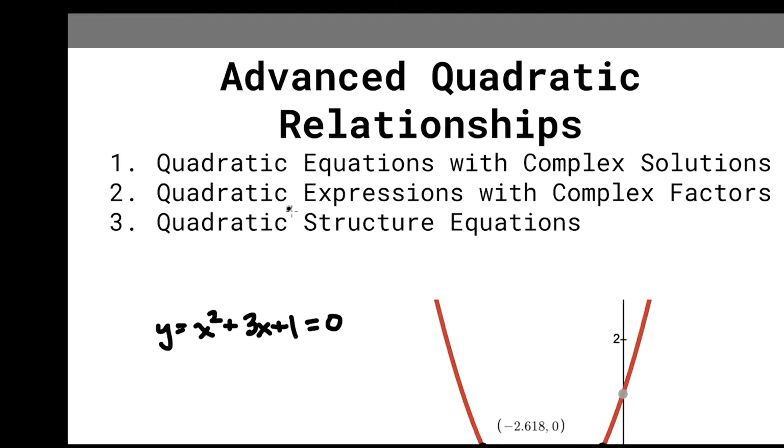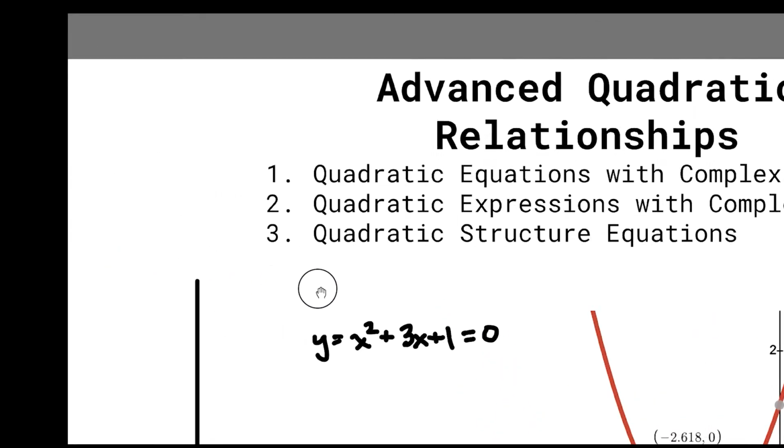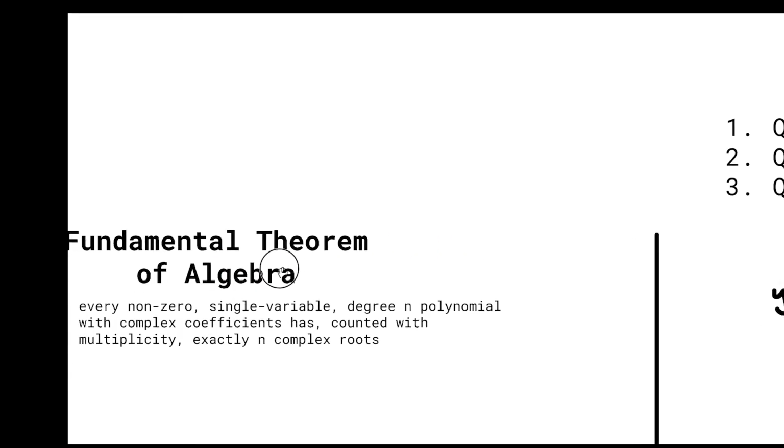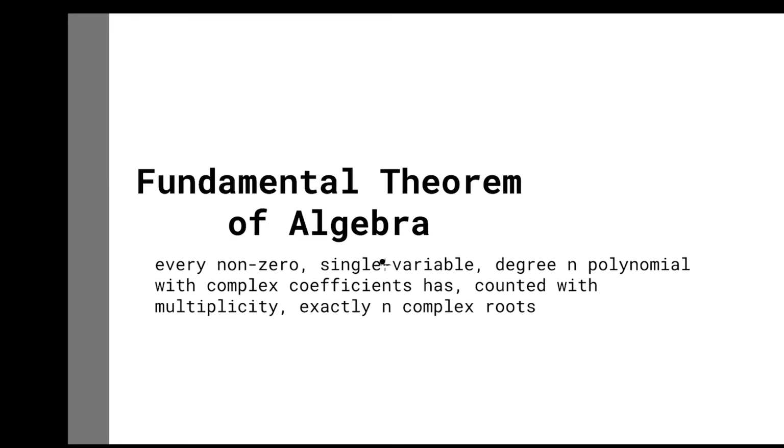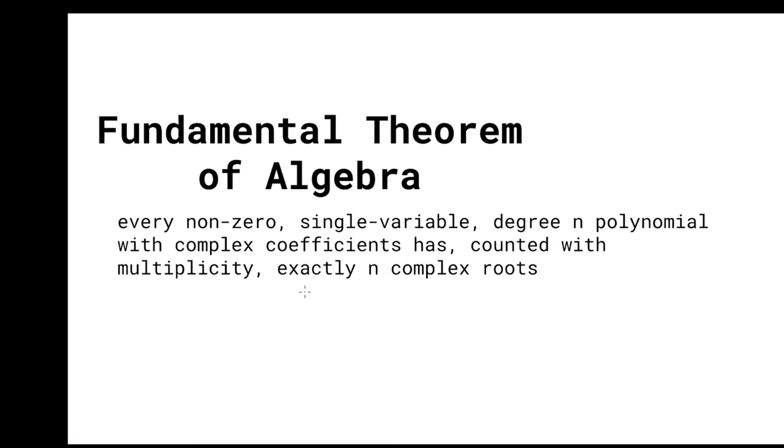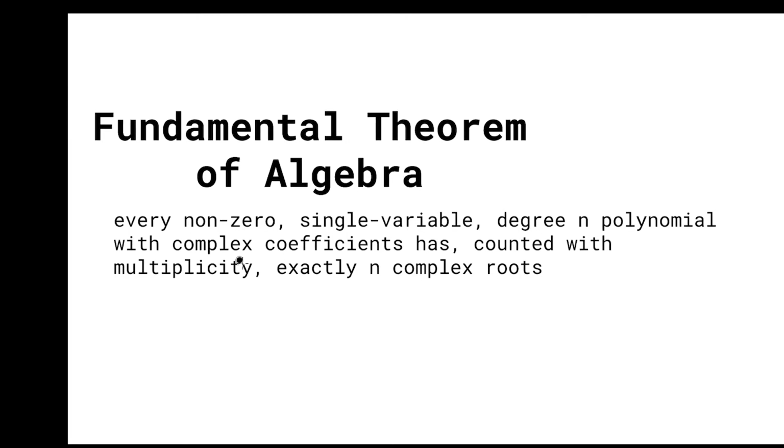Before we talk about advanced quadratic relationships, it's important to get an understanding of the ideas behind all of these relationships. So the first thing I'm going to talk about is the fundamental theorem of algebra. It says right here, the fundamental theorem of algebra states that every non-zero single variable degree n polynomial with complex coefficients has, counted with multiplicity, exactly n complex roots. So that is a very mathematical definition of the fundamental theorem of algebra.